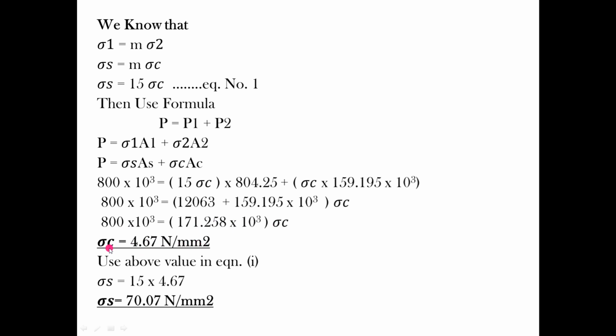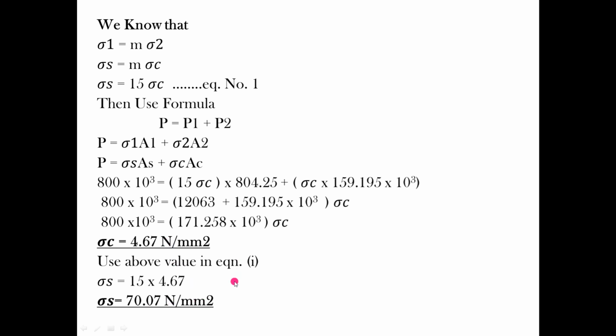This is the value for stress for concrete, that is 4.67. Then this value is used in equation number 1. Equation number 1 is sigma s is equal to 15 into sigma c. Using sigma c's value 4.67, we get sigma s is equal to 70.07 Newton per mm square. Here both values are found: sigma c is 4.67 and sigma s is 70.07 Newton per mm square.